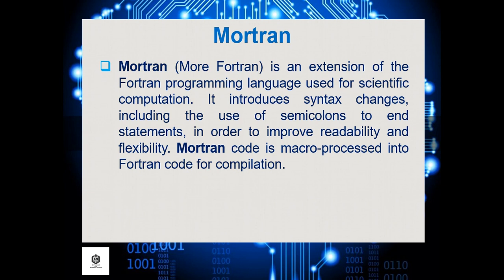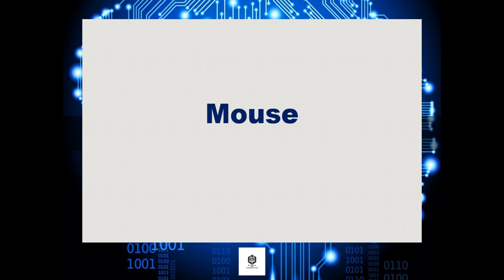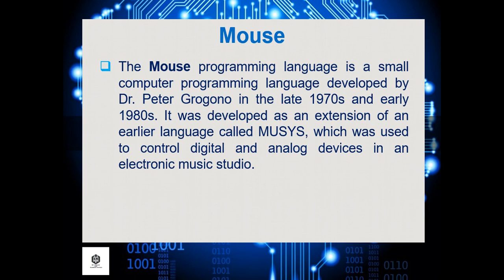Mortran, or More Fortran, is an extension of the Fortran programming language used for scientific computation. It introduces syntax changes, including the use of semicolons to end statements, in order to improve readability and flexibility. Mortran code is macro processed into Fortran code for compilation. Mouse. The Mouse programming language is a small computer programming language developed by Dr. Peter Grogono in the late 1970s and early 1980s. It was developed as an extension of an earlier language called MUSES, which was used to control digital and analog devices in an electronic music studio.